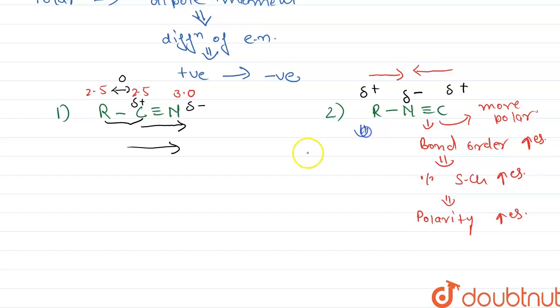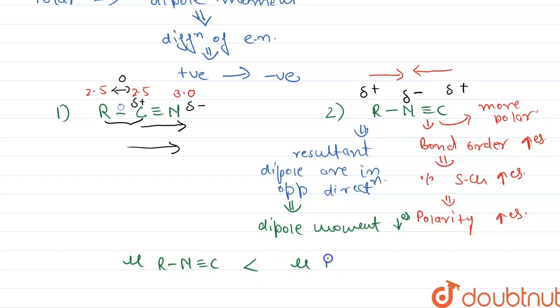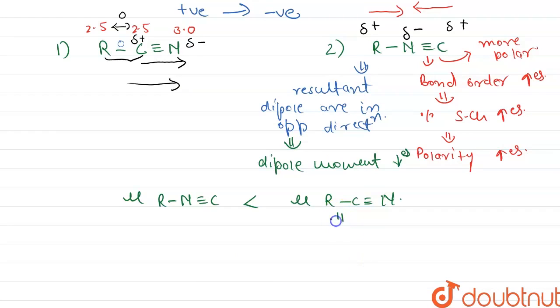But in isocyanides we can say that the resultant dipoles are in opposite direction. As the resultant dipoles are in opposite direction, therefore the dipole moment decreases. Thus we can say that the dipole moment of isocyanide group is lesser than the dipole moment of cyanide group. And if the cyanide group has more dipole moment, then it is more polar than the isocyanide group. So here the statement first will be true.